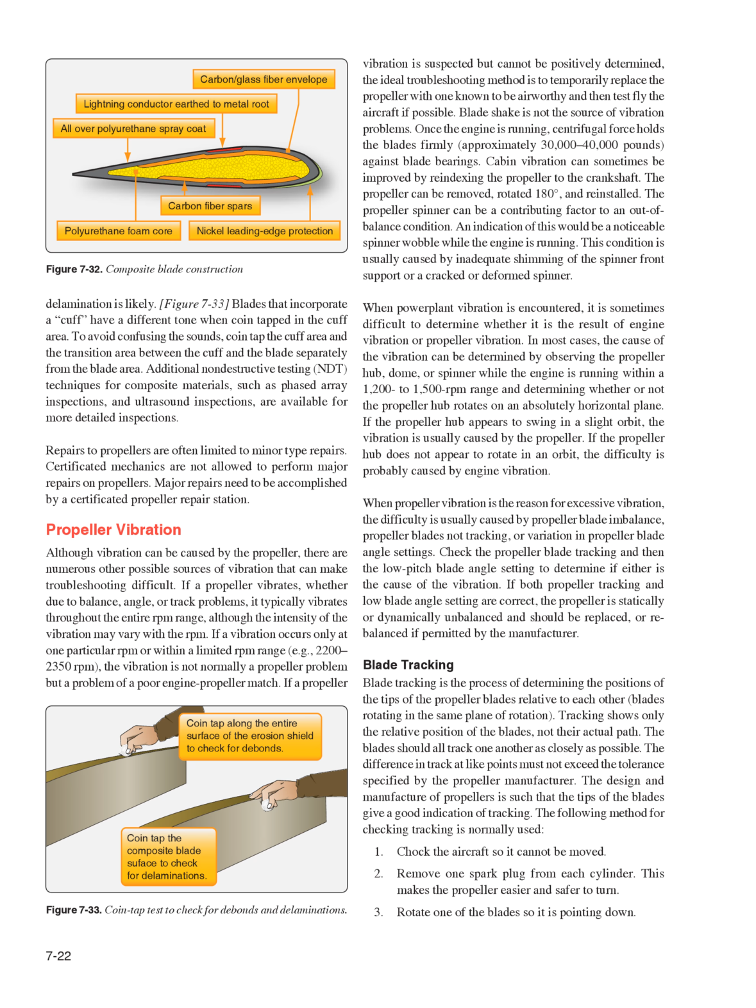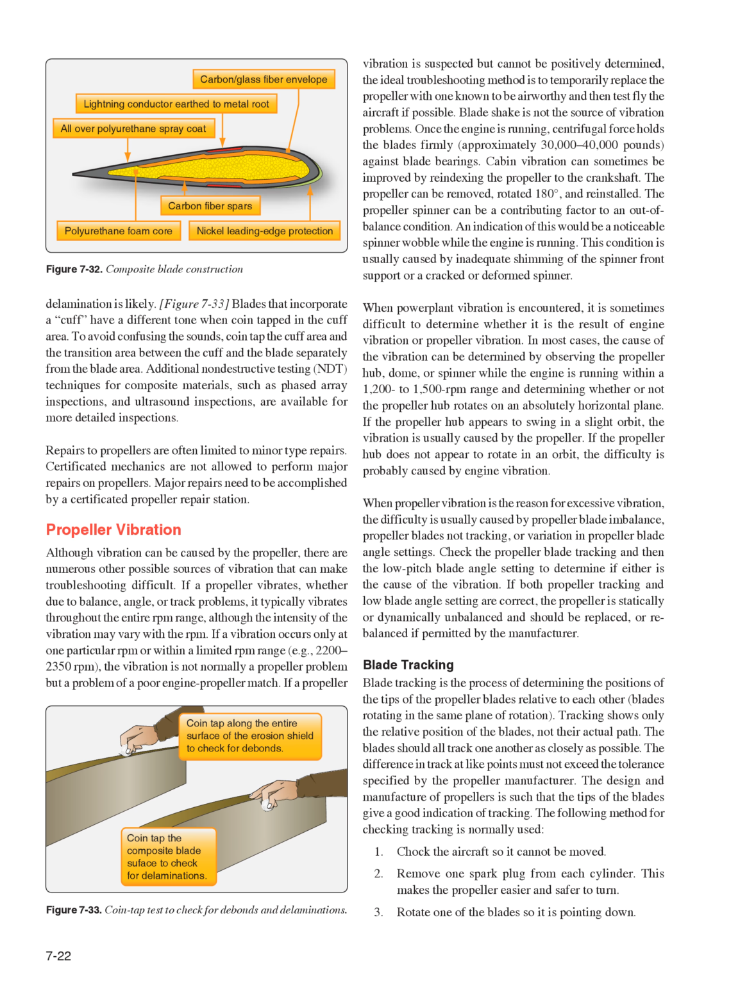When powerplant vibration is encountered, it is sometimes difficult to determine whether it is the result of engine vibration or propeller vibration. In most cases, the cause of the vibration can be determined by observing the propeller hub, dome, or spinner while the engine is running within a 1,200 to 1,500 revolutions per minute range and determining whether or not the propeller hub rotates on an absolutely horizontal plane. If the propeller hub appears to swing in a slight orbit, the vibration is usually caused by the propeller. If the propeller hub does not appear to rotate in an orbit, the difficulty is probably caused by engine vibration.